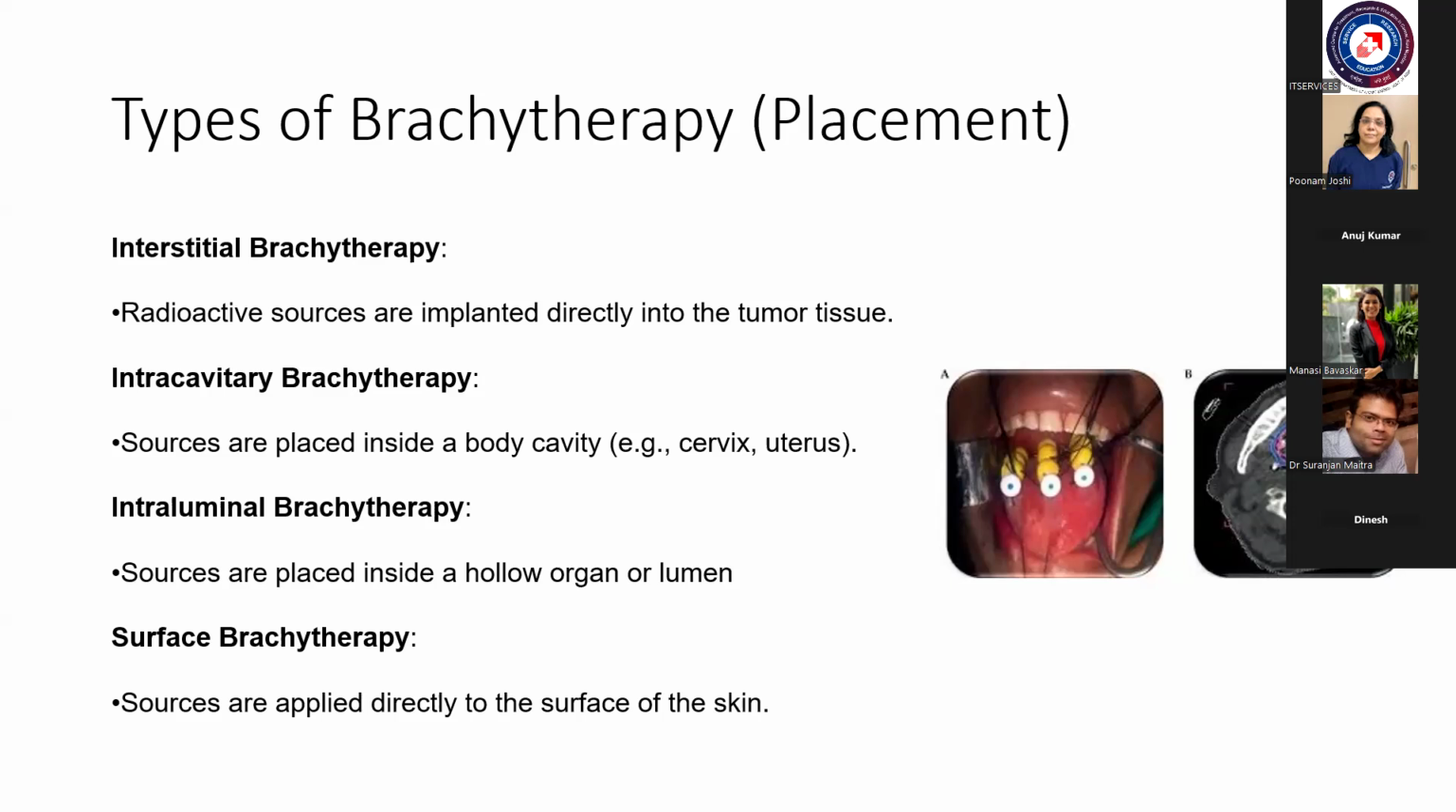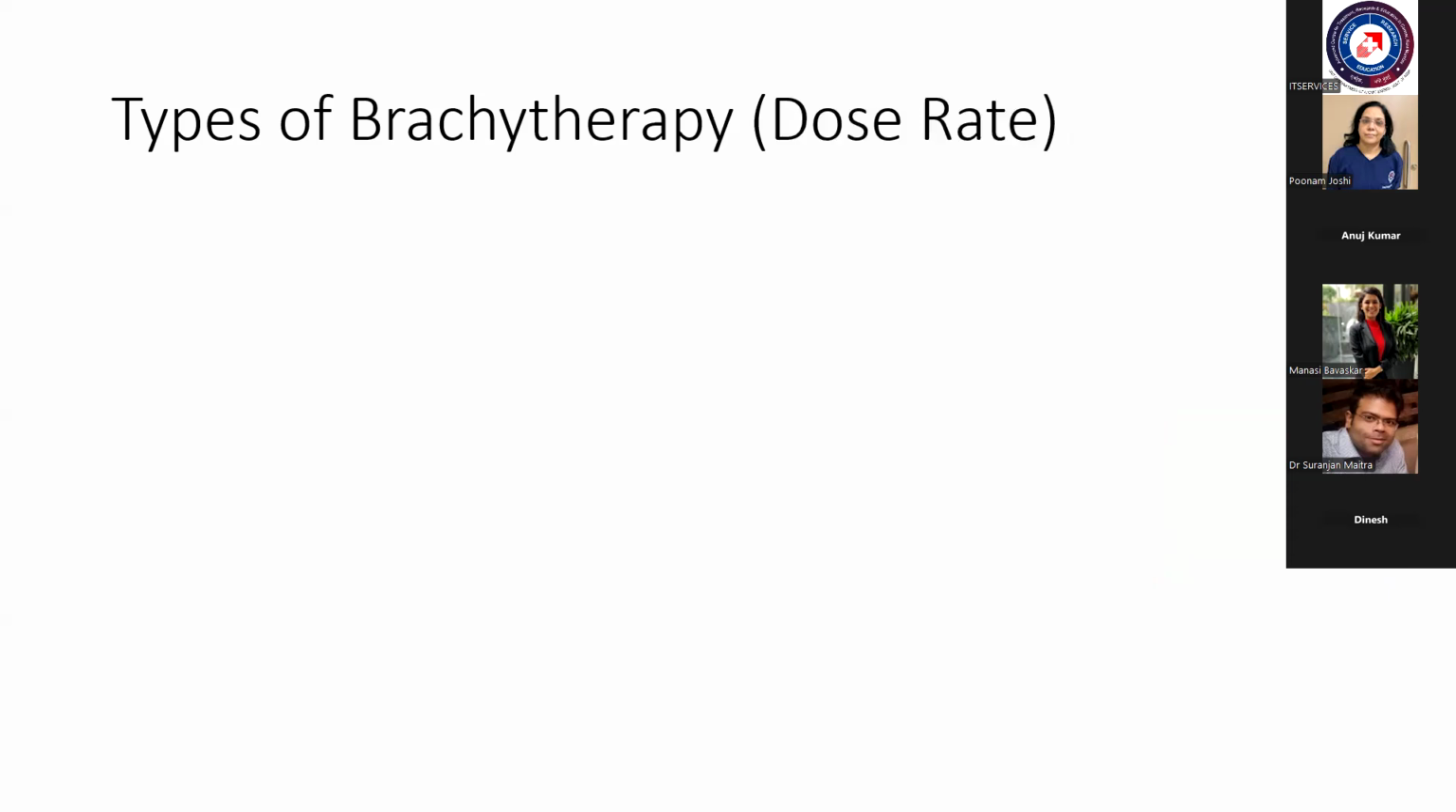In intraluminal brachytherapy, the sources are placed inside a hollow organ or lumen, which happens in esophagus and lung cancers, etc. And in surface brachytherapy, or surface mold brachytherapy, the sources are applied directly to the surface of the skin. So in head and neck cancers, the most commonly used types of brachytherapy are interstitial and surface mold brachytherapy.